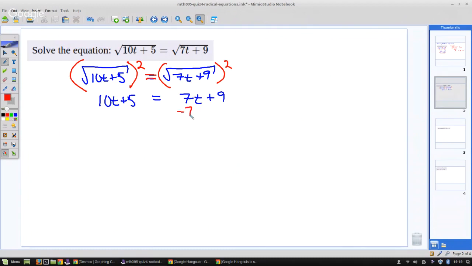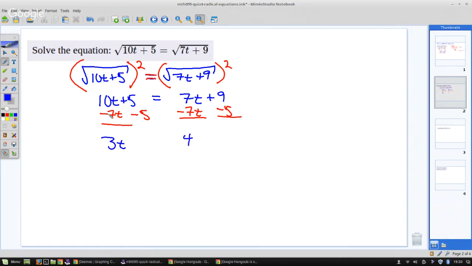I think I'll subtract the 7t over to the left. That gives me a net value on this side of positive 3t. And then I think I will also, let's take the 5 to the other side. So then I'm going to get a net value of 4 on the other side.